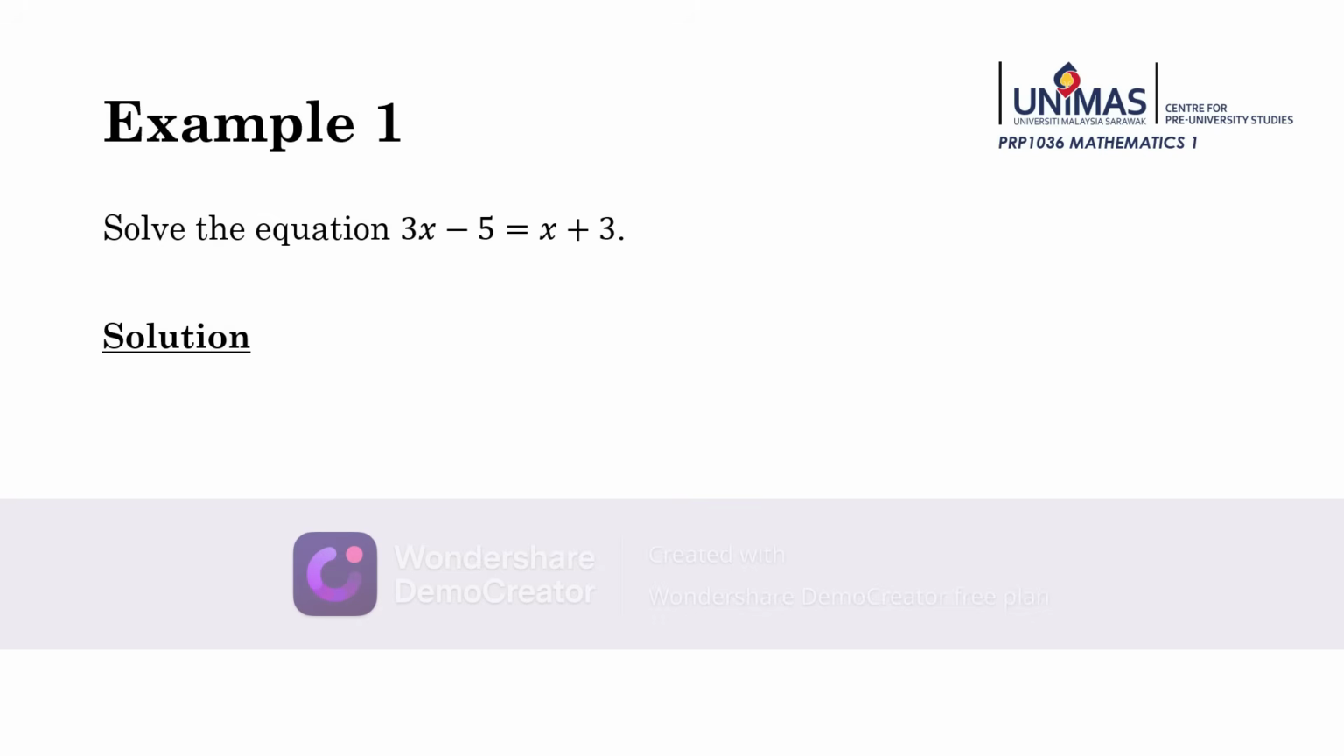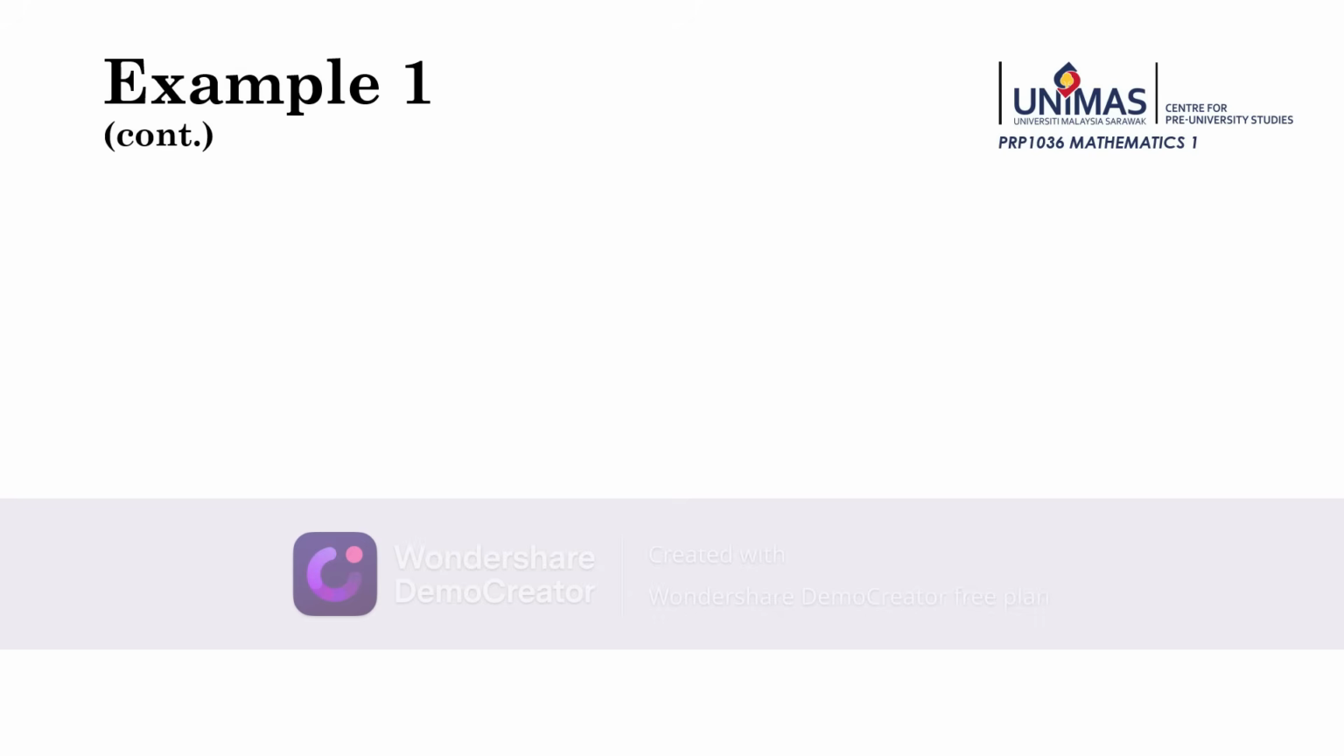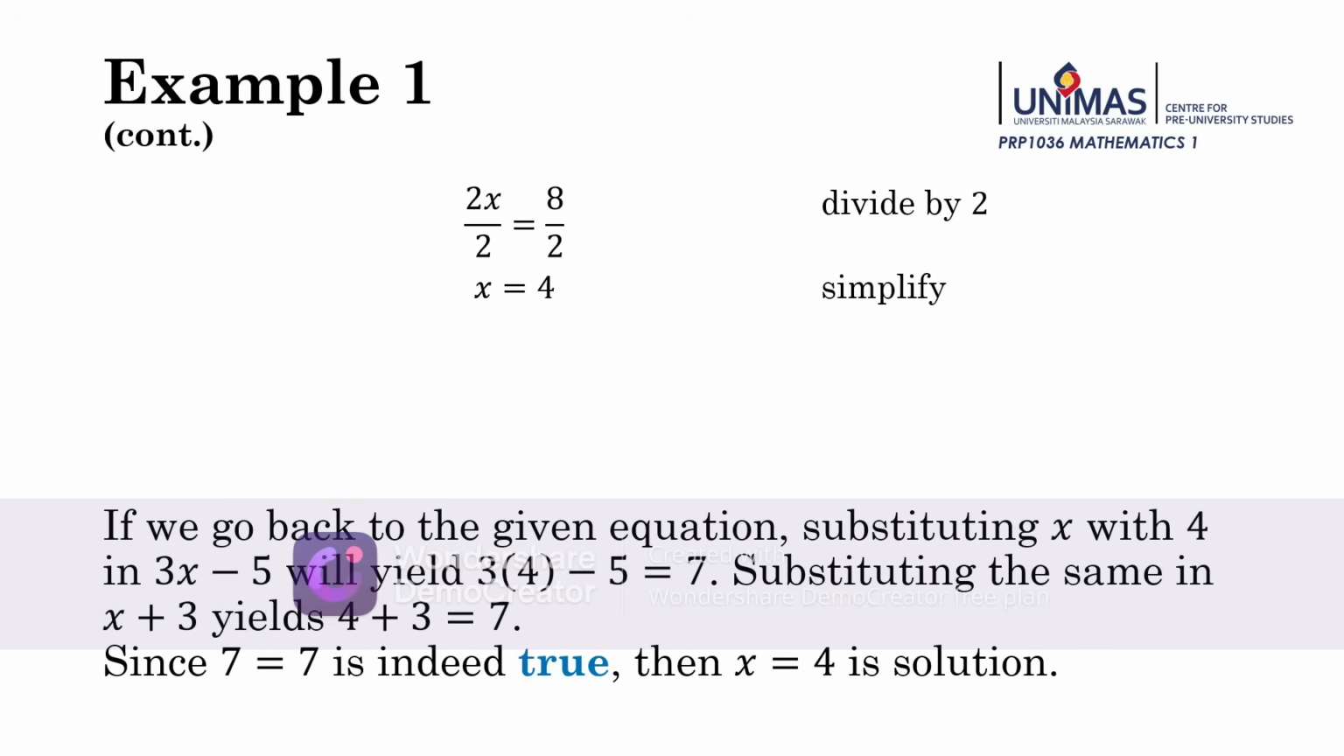Now we come to example 1. Solve the equation 3x minus 5 equal to x plus 3. We use the correct habit. Add 5 to the left hand side and right hand side. After you simplify, you subtract variable x from the left hand side and right hand side. Lastly, we divide the left hand side and right hand side by 2. Here we have the solution: x equal to 4.